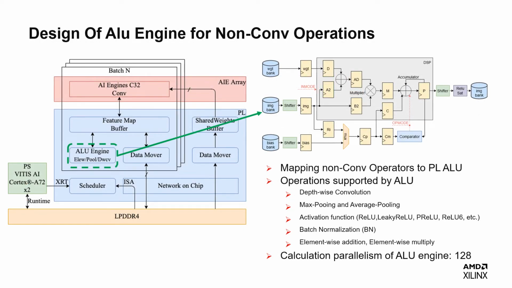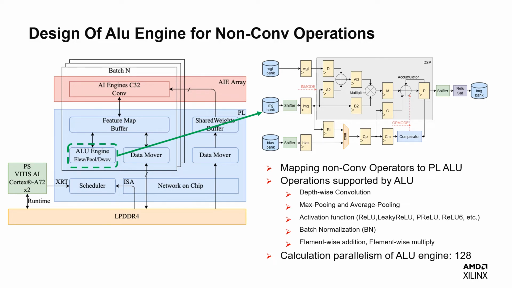Generally, a series of non-conv operations will not be triggered at the same time due to the interlayer data dependency, so we design a hardware accelerator called ALU on PL side to perform non-conv operations with shared resources. Operations supported by ALU include depthwise conv, max pooling, average pooling, activation functions like ReLU, leaky ReLU, PReLU, and ReLU6, etc. Then batch normalization and element-wise addition and multiplication.